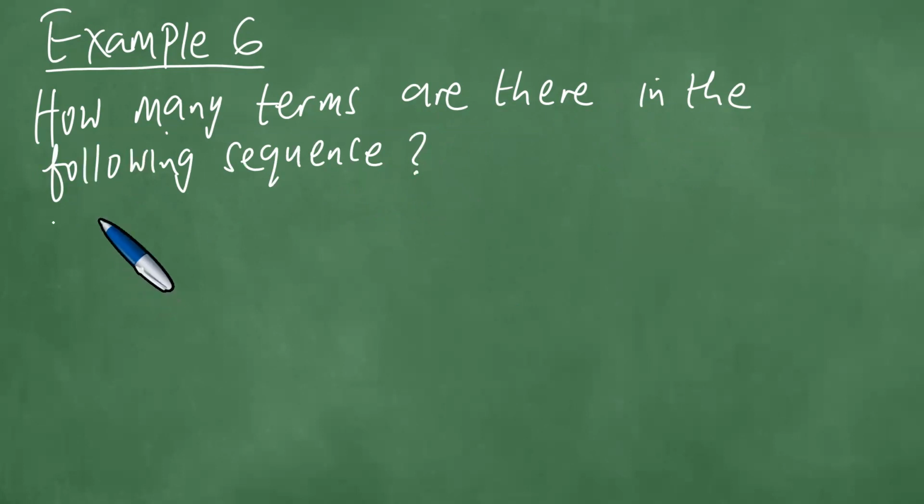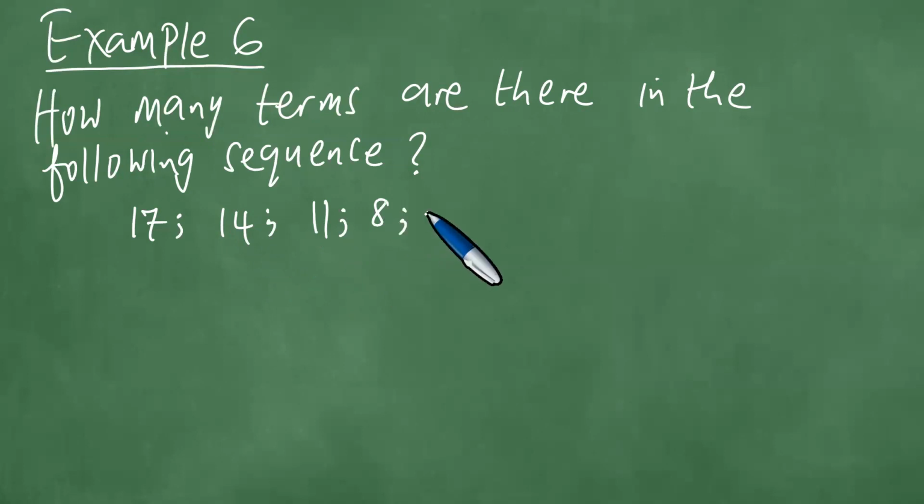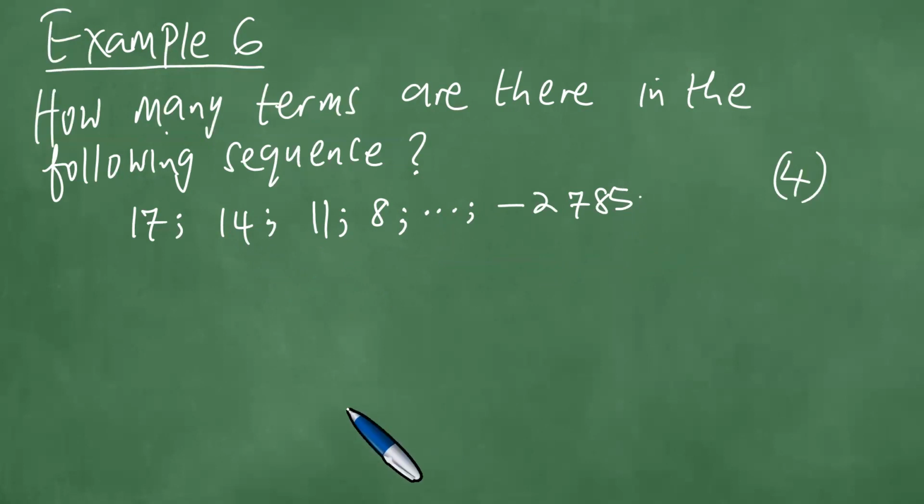Right, so here we have 17, 14, 11, 8, and so on, down to minus 28. The question is worth 4 marks in the matric exam. How many terms are there in the following sequence? Let's look at the solution to this.